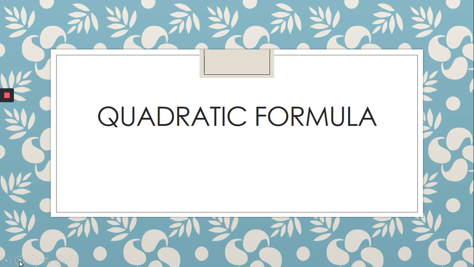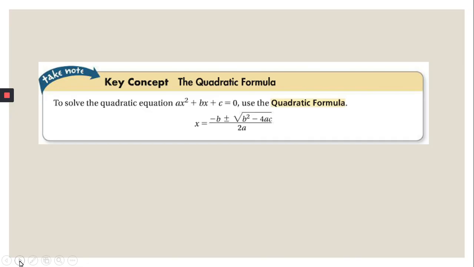Okay, so what is the quadratic formula? The quadratic formula is x is equal to negative b plus or minus the square root of b squared minus 4ac, all over 2a. So this is our formula. You have to memorize this: x equals negative b plus or minus the square root of b squared minus 4ac, all over 2a. Now this a, b, and c that you see in the formula are actually the values of a, b, and c in your standard form equation.